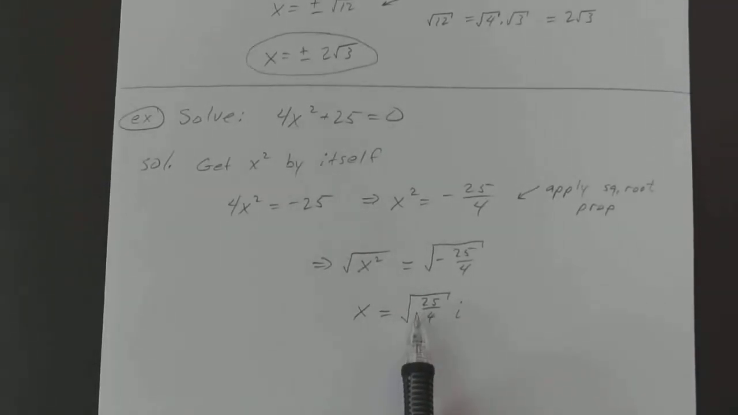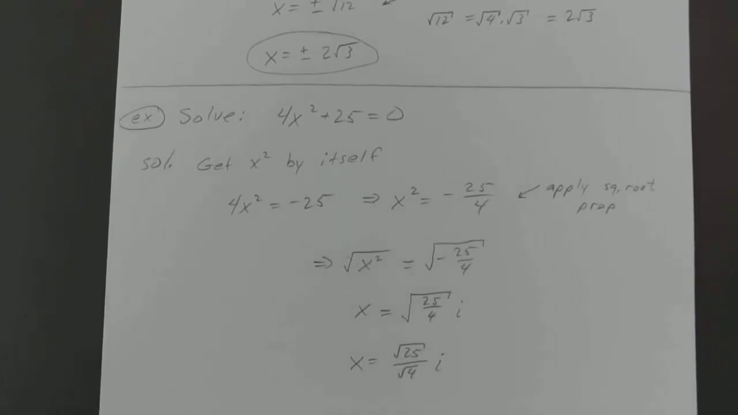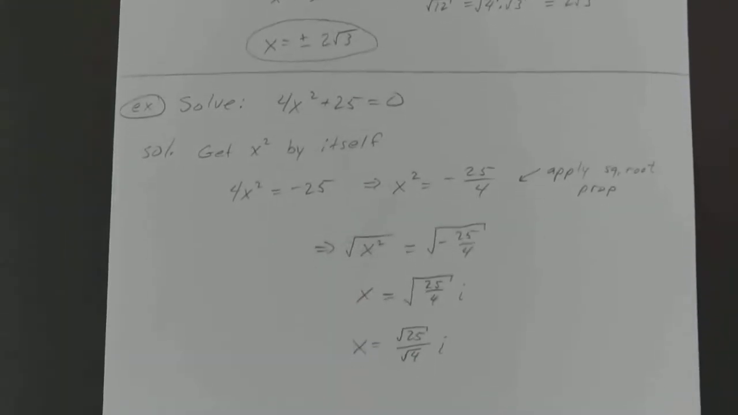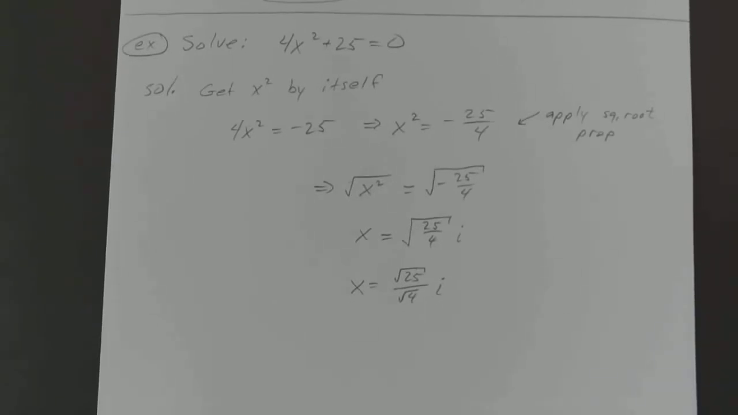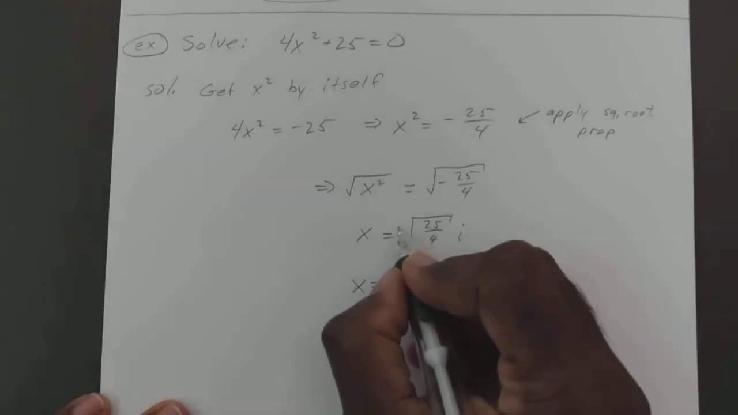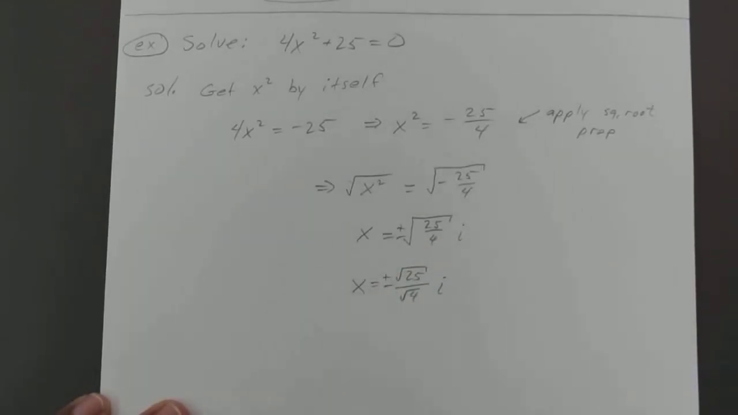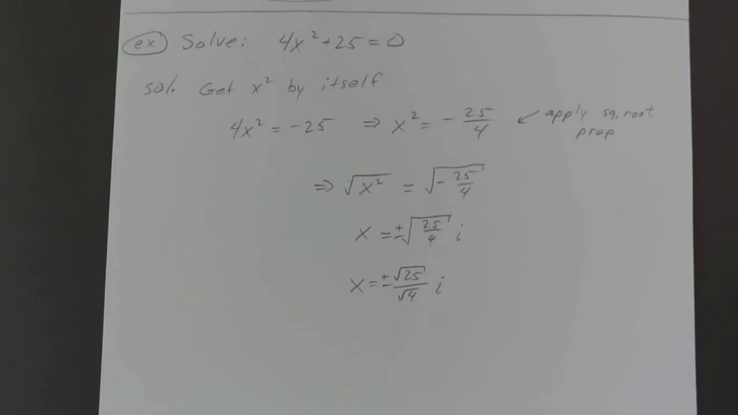And remember, when you have a square root of a quotient, you can just take the square root and apply it to both the numerator and denominator. So that's x equals square root of 25 over square root of 4, i. Oh, plus or minus, forgot about that. I was just about to say, don't forget your plus or minus, and I just forgot about my plus or minus.